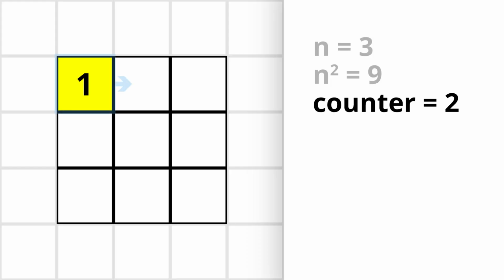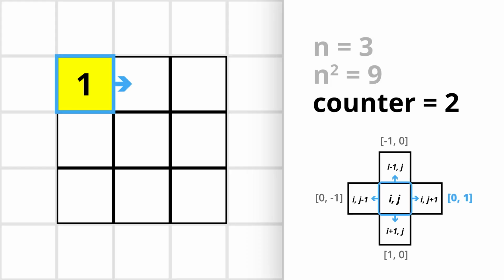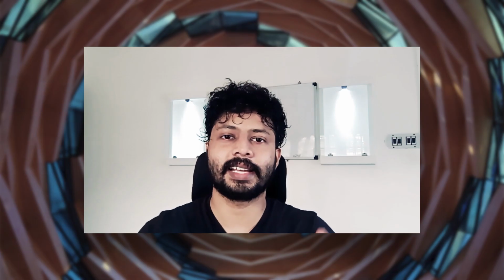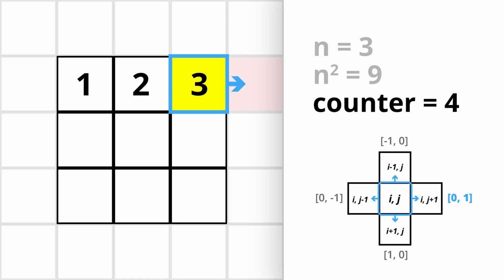From this cell we will be moving in the right direction. For that we will be adding the direction indices 0 and 1 respectively to the cell indices. We will continue the traversal, and after reaching the cell 3 we cannot move forward because the next cell is out of the matrix. So we will take a right turn from this particular cell and therefore we will be moving downwards. For that we will be adding the direction indices 1 and 0 respectively to the cell indices.